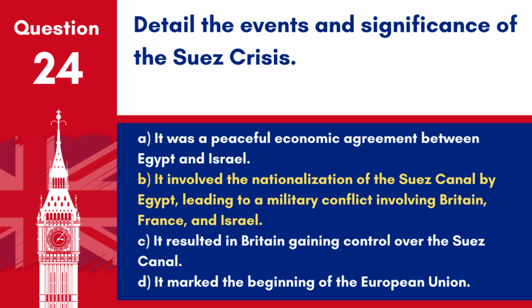Answer B. It involved the nationalisation of the Suez Canal by Egypt, leading to a military conflict involving Britain, France, and Israel. The Suez Crisis of 1956 was significant as it marked a turning point in British foreign policy, highlighting the decline of Britain's status as a world power.